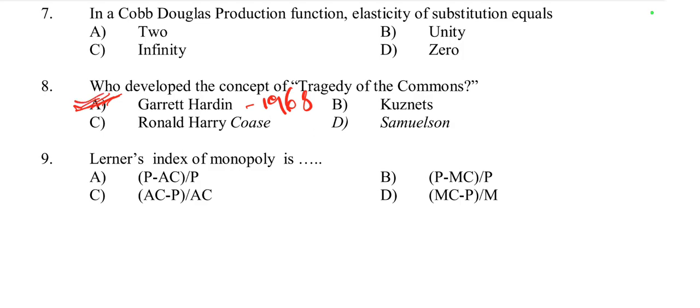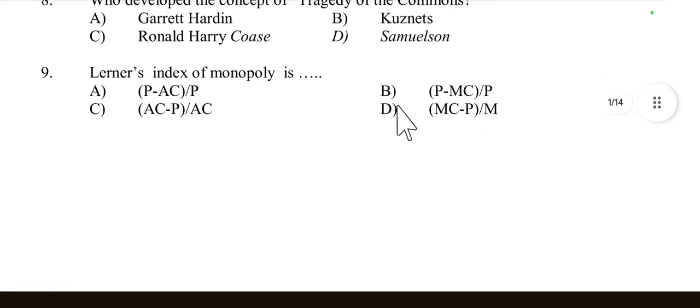Tragedy of commons is given by free. Then Learner's index of monopoly is P minus AC by P, or P minus MC by P. Yes, Learner's index of monopoly is P minus MC by P.